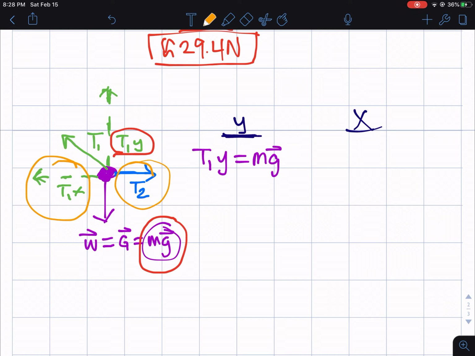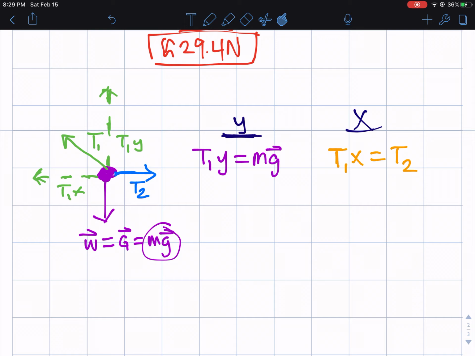Now on your x axis, let me use orange, you have T1x and T2 going in opposite directions. Because we know this is an equilibrium problem, meaning there is no acceleration, those two should be equal in magnitude but opposite in direction. So what you want to do for that is put T1x equals T2. This will really help.